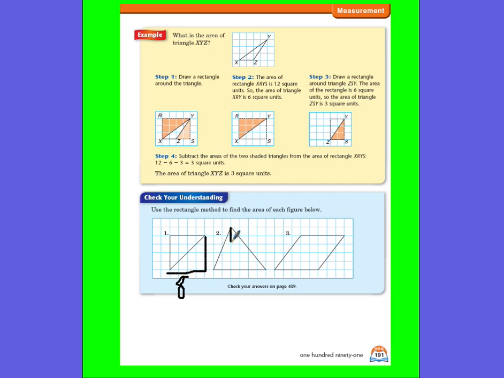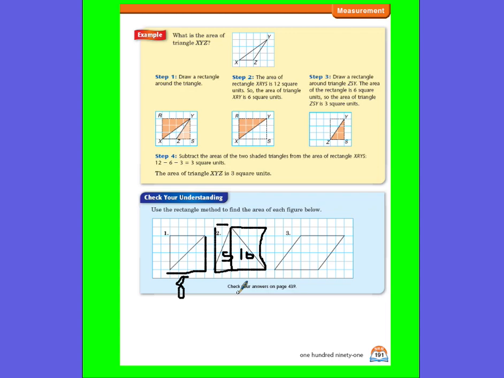Taking a look at our next triangle, I want to make a rectangle to enclose it. I have 1, 2, 3, 4 by 1, 2, 3, 4, 5. That's 20. I want to know half of it. Half of 20 is 10. And I need to enclose the second part of the triangle. So that is 2 by 1, 2, 3, 4, 5. So that's 10. Half of 10 is 5. Which is a total of 15.